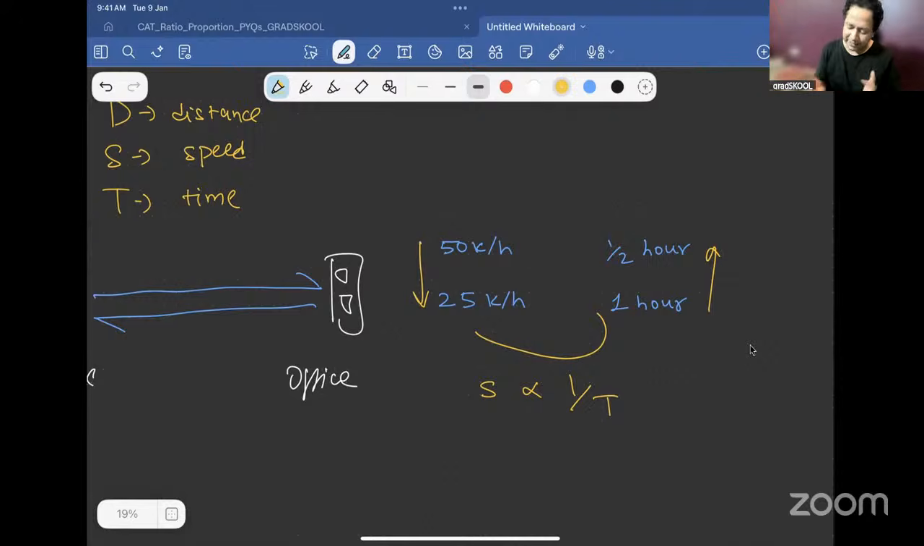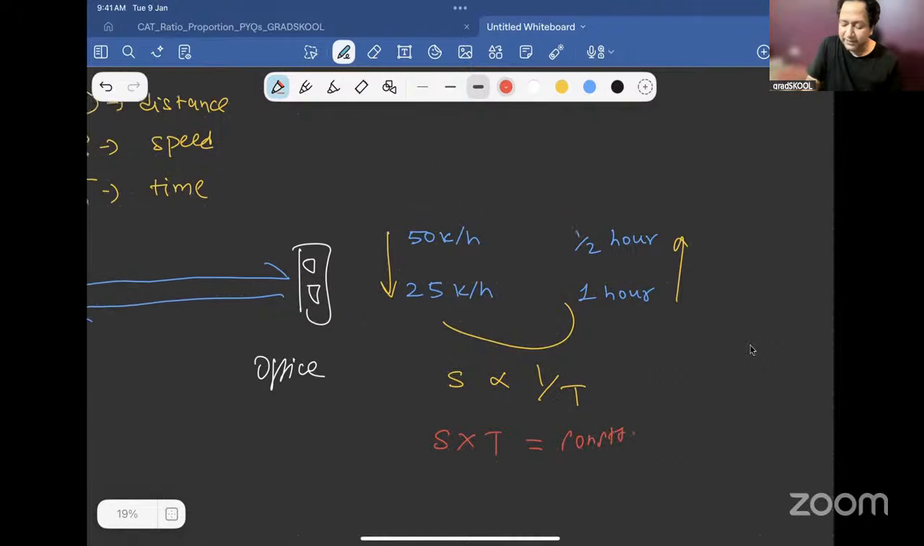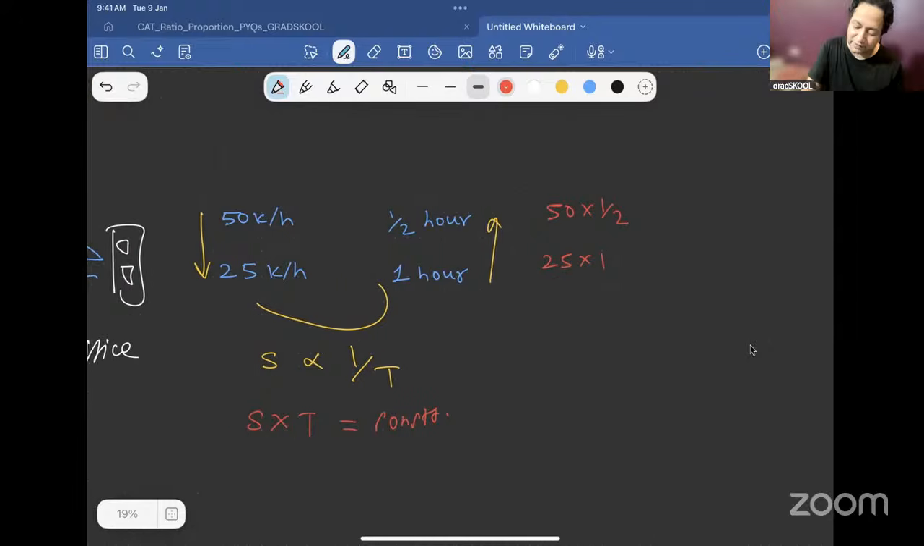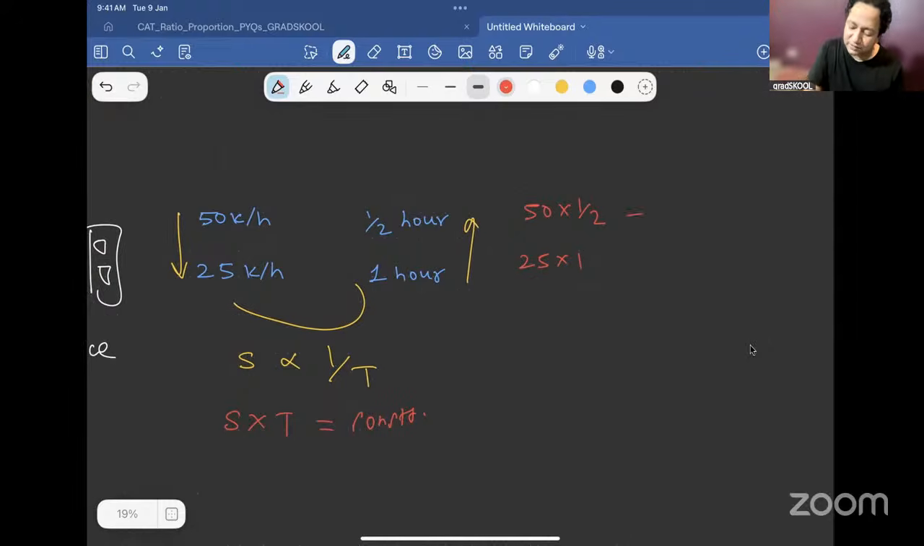Okay, if that is the case, then let's try to derive a formula. So I will just try to multiply speed and time and equate it to some arbitrarily chosen constant. Now, when I multiply that, I observe something more, and it's like 50 multiplied by half and 25 multiplied by 1. Wow. So my assumption was exactly true because both give me 25. This 25 is the constant.